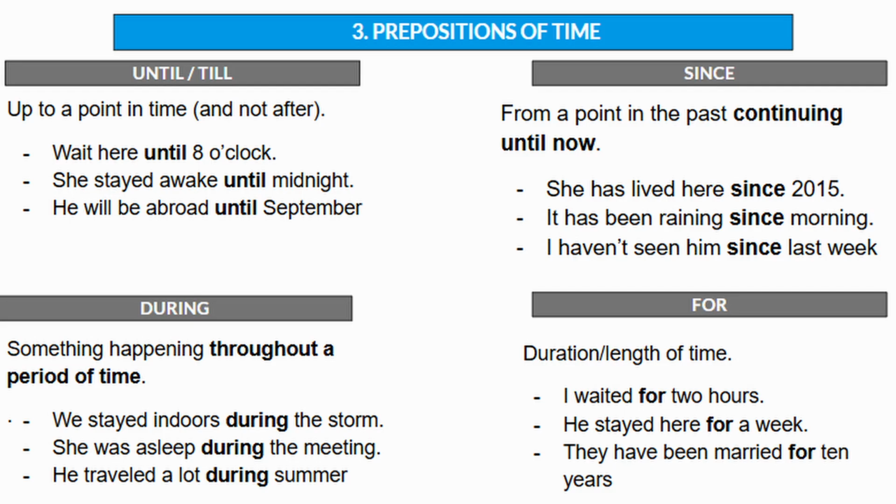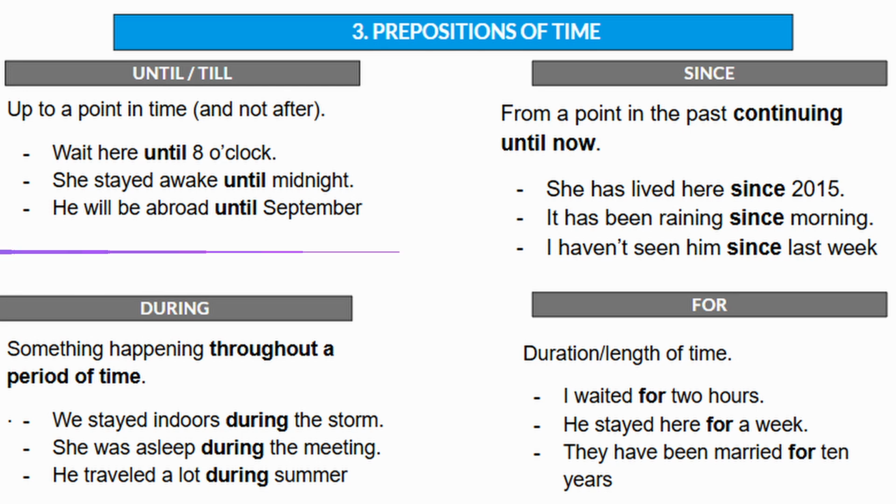Good. Preposition of time, "for." We use it when we want to talk about duration or length of time. For example, I waited for 2 hours. Duration, the length of time that you took while waiting. He stayed here for a week. It means he spent 1 week here. They have been married for 10 years. It means these people have spent 10 years in the marriage.